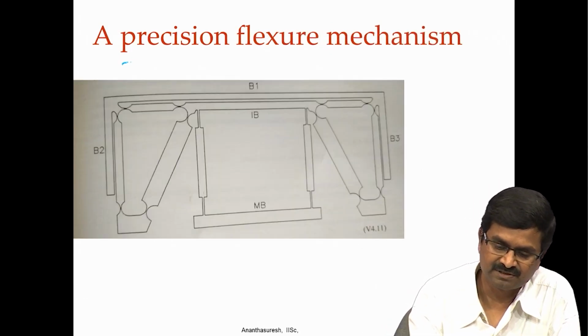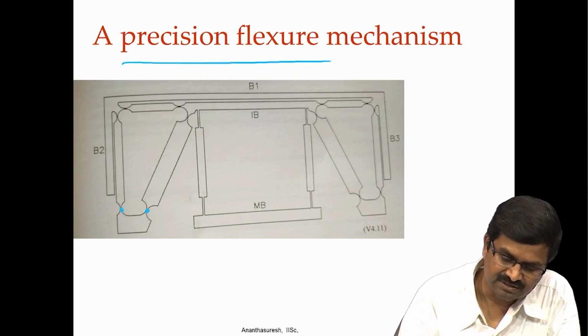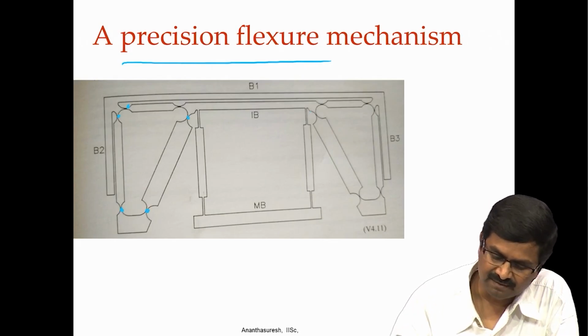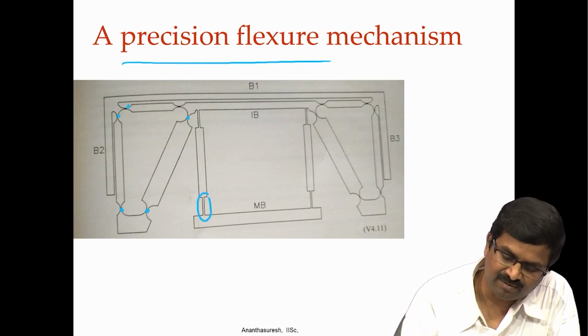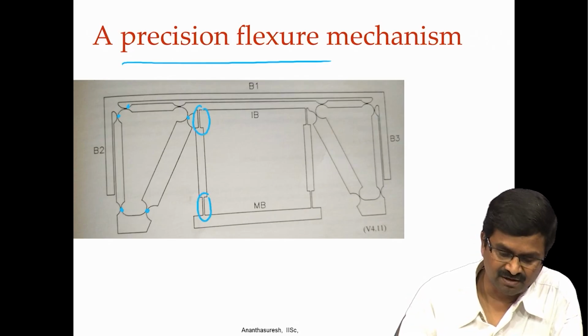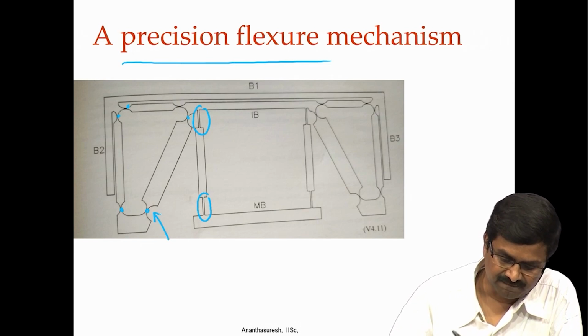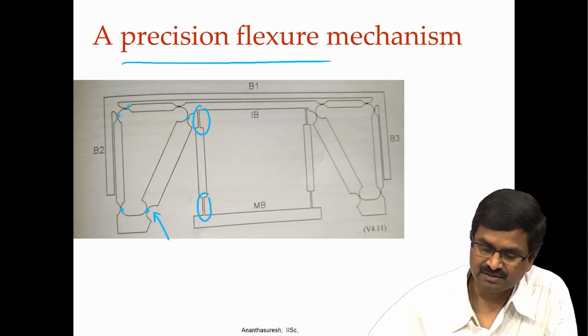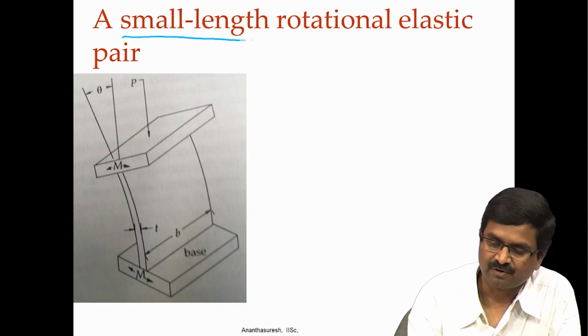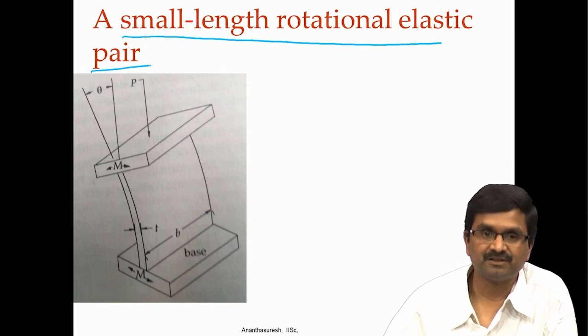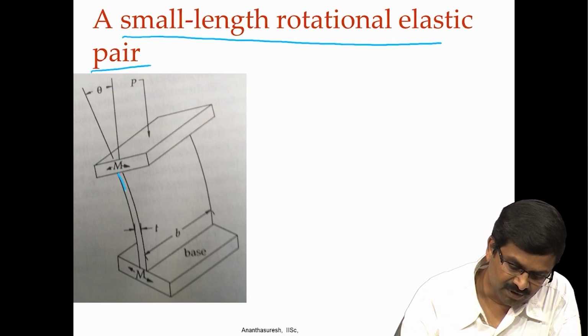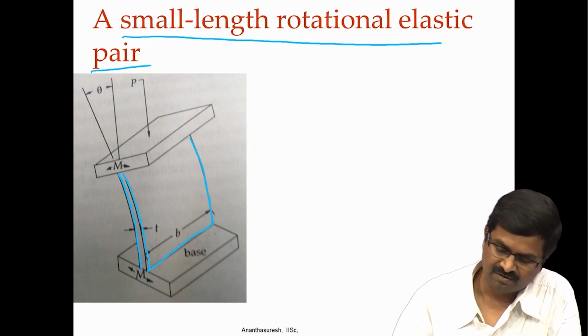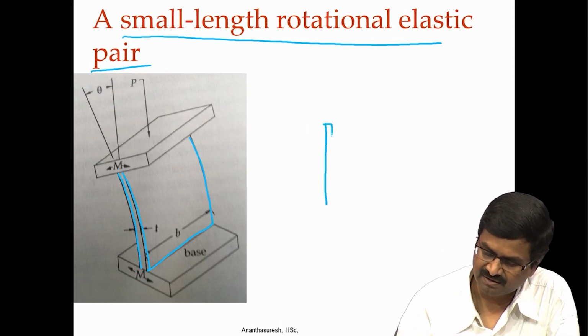Here is another precision flexure mechanism, again you can see the joints. Okay. And you also see a slightly different type of flexures now. These are circular corner flexures, as they are called, or circular notch flexures, whereas these are a little longer. They are called small length rotational elastic pair or small length flexure. What is important for them is basically this segment that can bend, as it is shown here. It was straight to begin with, like this.